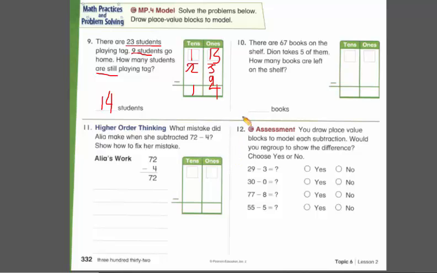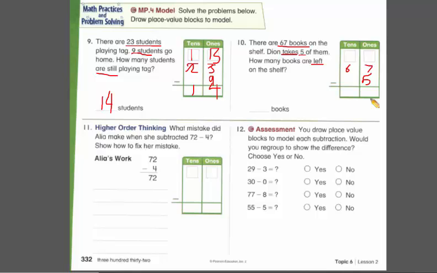Okay, number 10, page 332. There are 67 books on the shelf. Diane takes, so subtraction, takes 5. This is the part, the first part. How many books are left on the shelf? Left, subtraction. In subtraction, I start with the whole, 67. 67 minus the part I know. The part I know is 5. Equals the missing part. Part 2 is missing.